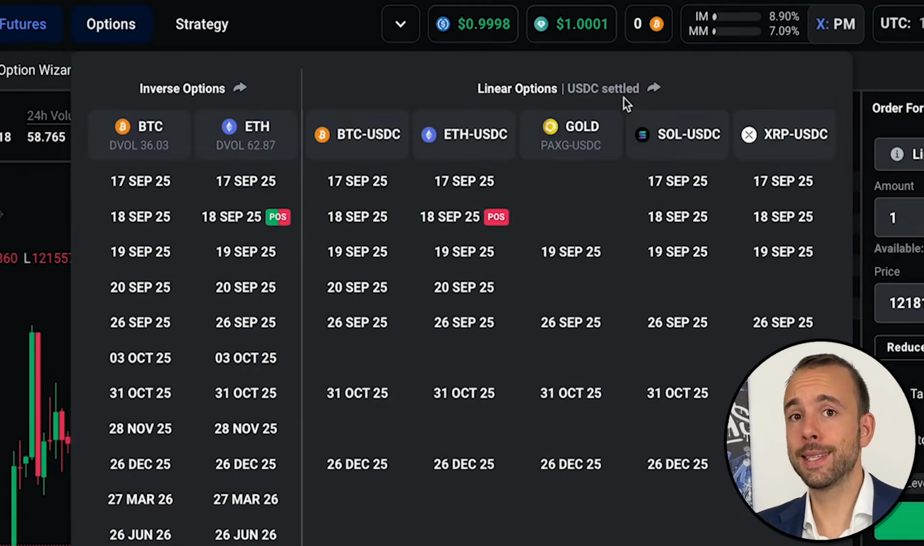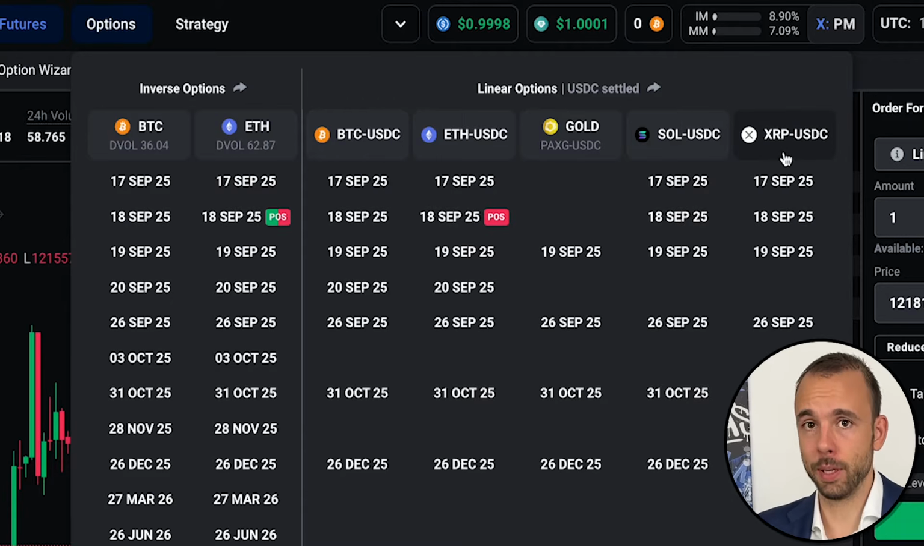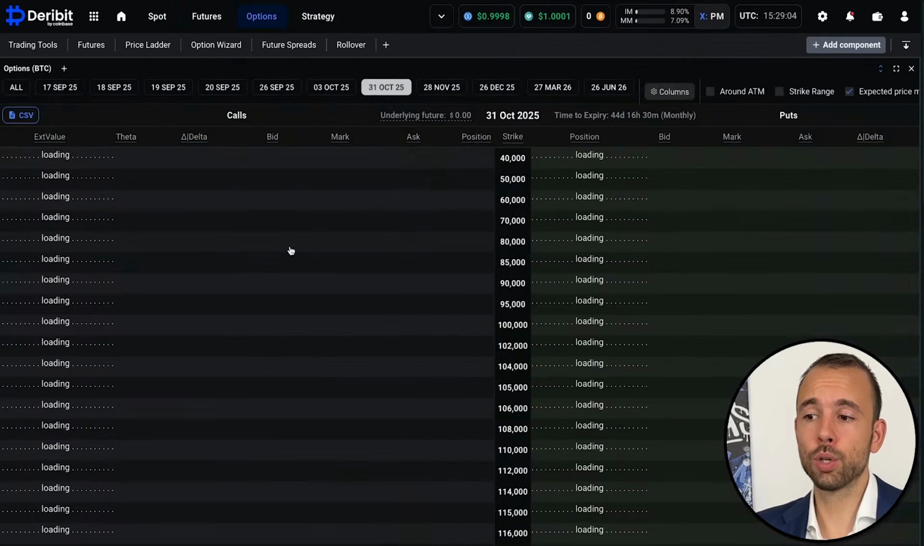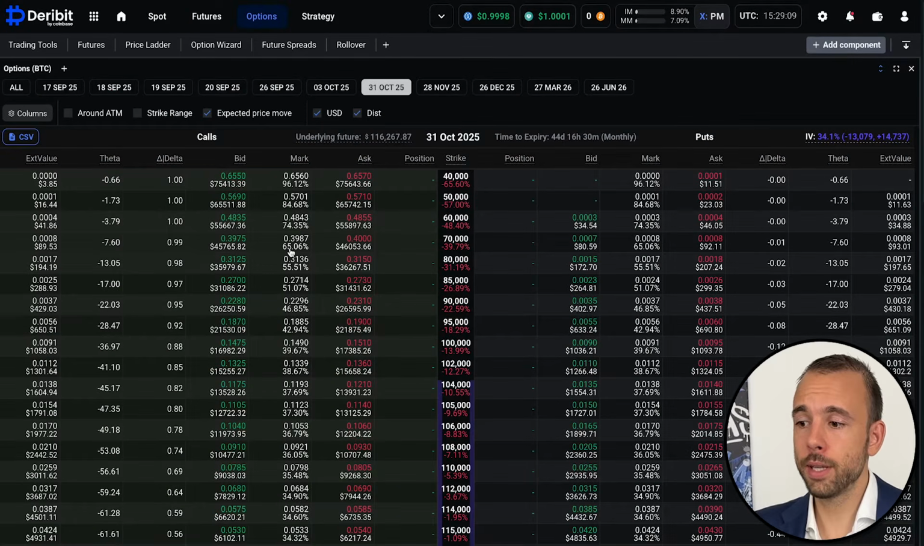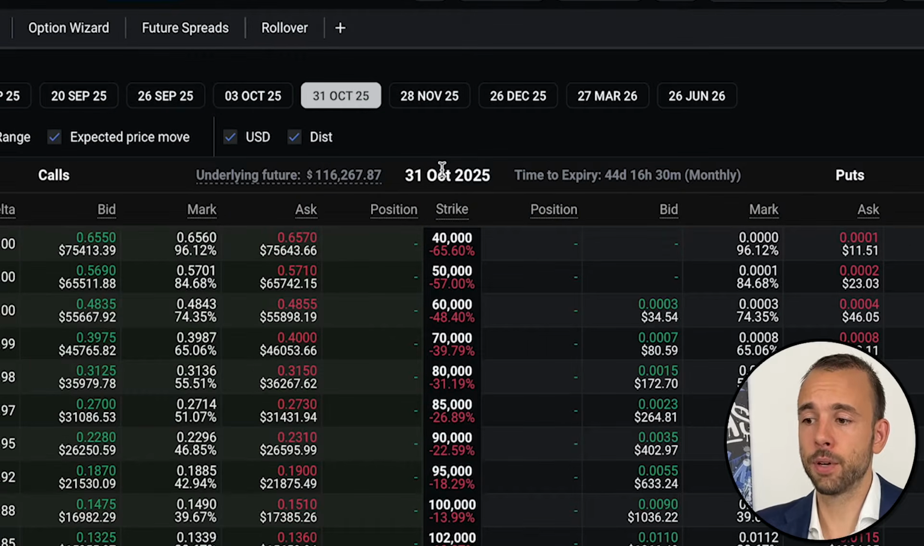And USDC settled options are available for Bitcoin, Ethereum, PAXG or tokenized gold, Solana and XRP. And let's open the option chain and take a look at how to buy or sell the options. So here you can see the option chain for Bitcoin with the expiration date at the 31st of October.